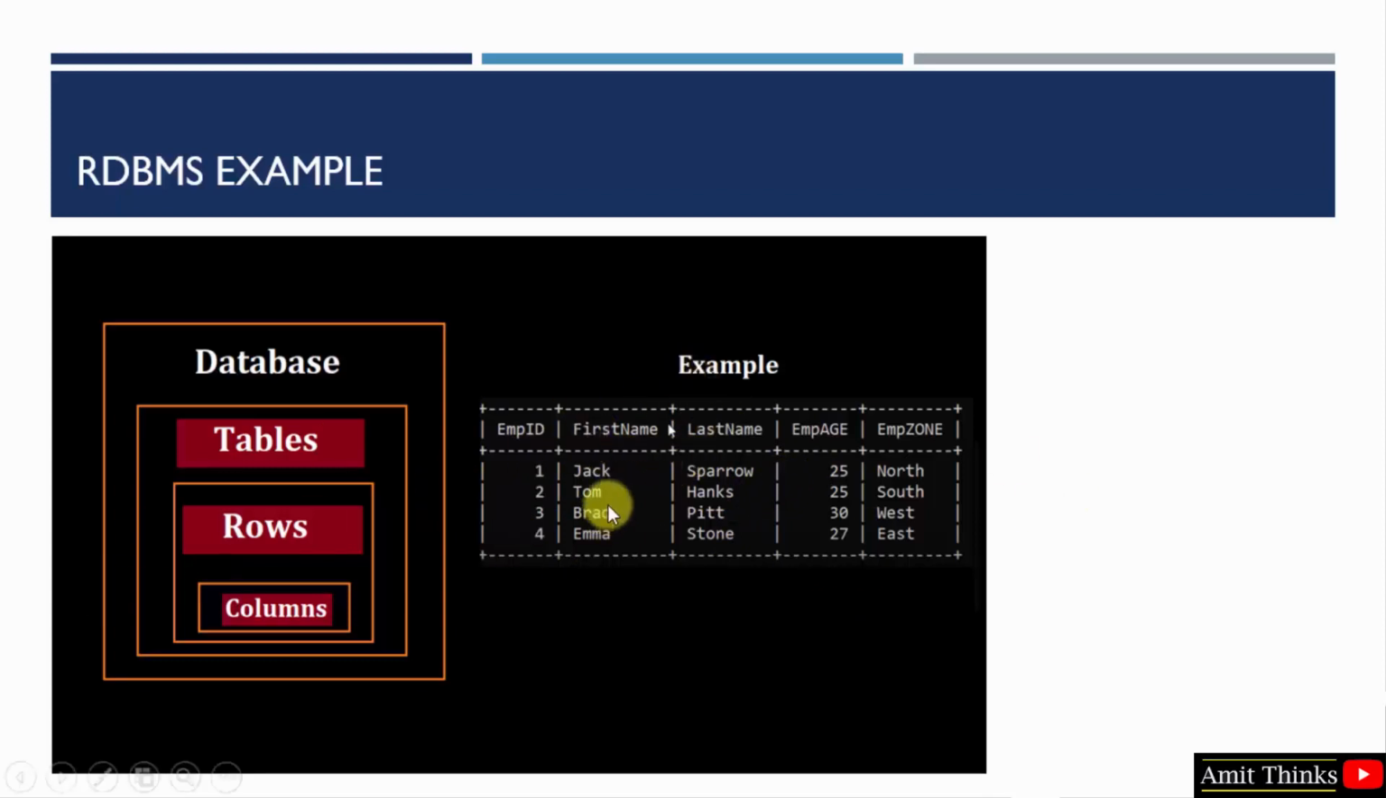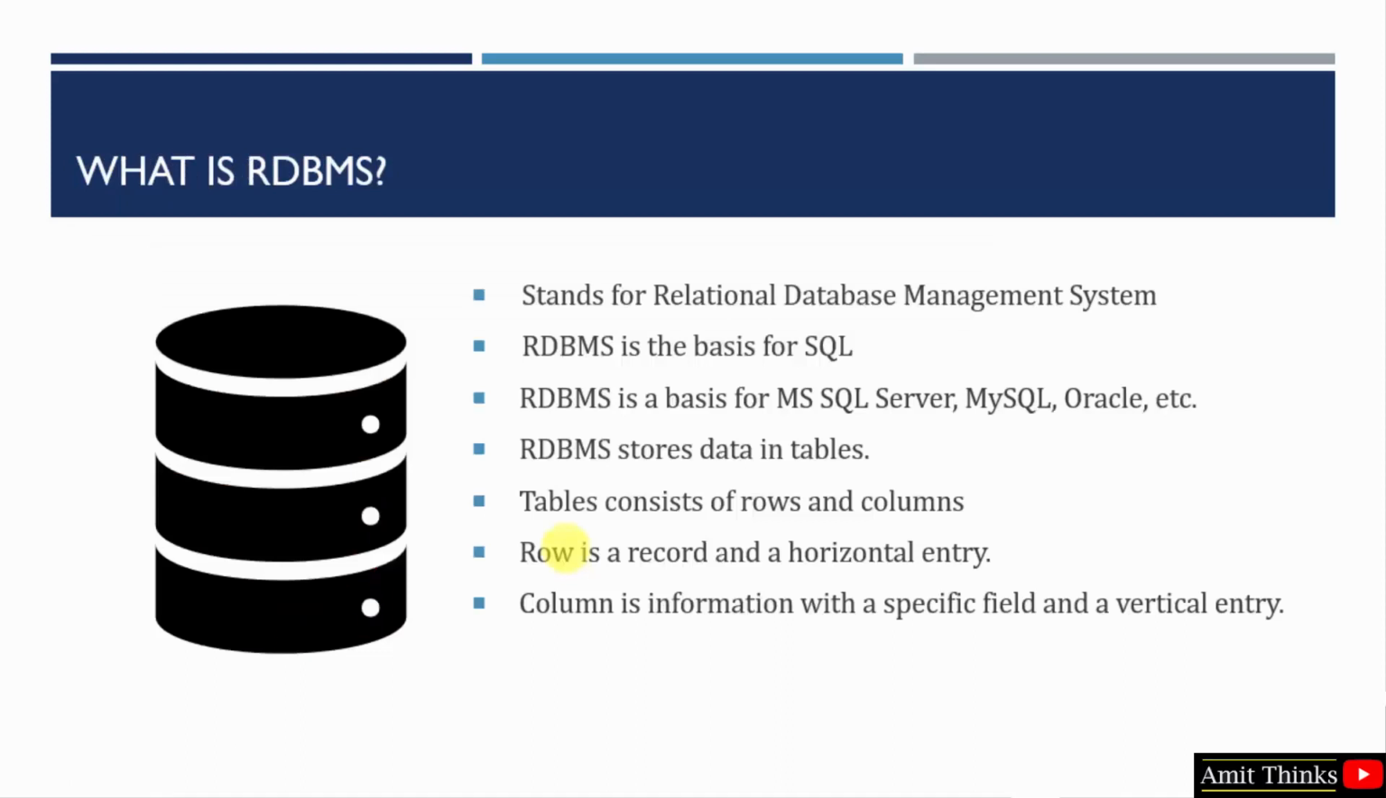So this is what we have shown here. RDBMS is a form of a table. That is, a table has rows and columns, and a database has a group of tables. That means a relation. A relation of rows and columns is called a table, and this is what we call RDBMS, Relational Database Management System. This is the basis for SQL.